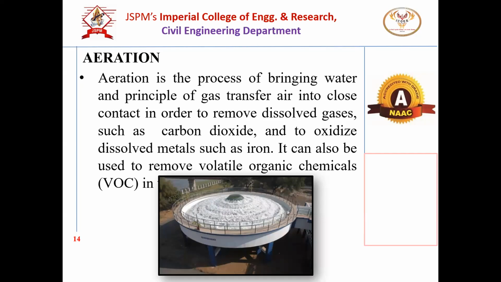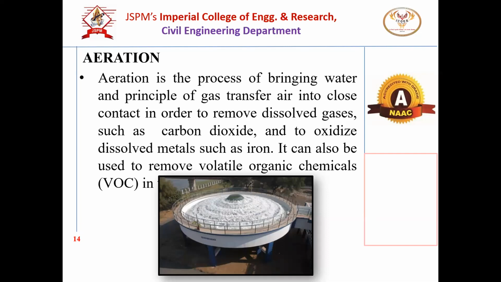So aeration is an important operation, and the principle used is gas transfer. The process involves exposing a large surface area. You can see the image, that is the cascade aeration. In this, by exposing a large surface area, we make contact of air with the water. Atmospheric air is mixed into the water, and the water gets purified.